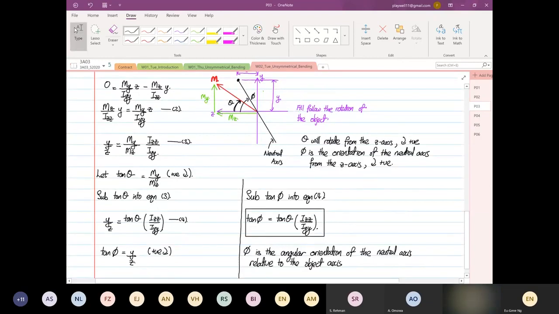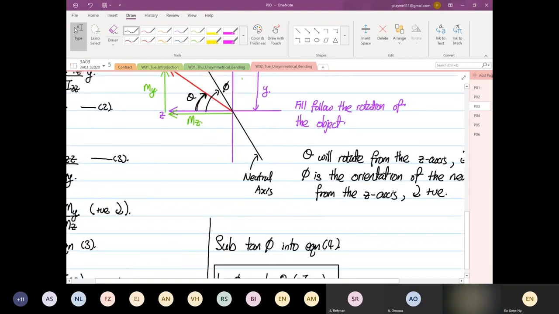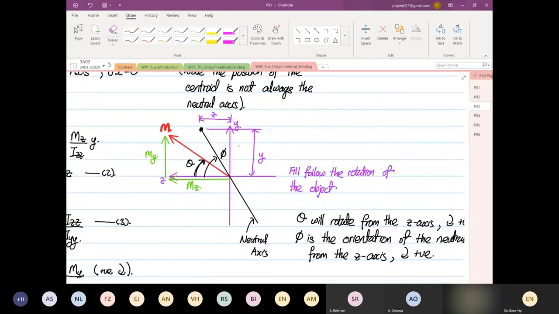Eugene: My one question is, you know the theta and the phi. Why wouldn't it just be theta for the orientation of the neutral axis? Because how the moment is acting is not necessarily parallel to the neutral axis. You're talking about these two angles, right? Yes.